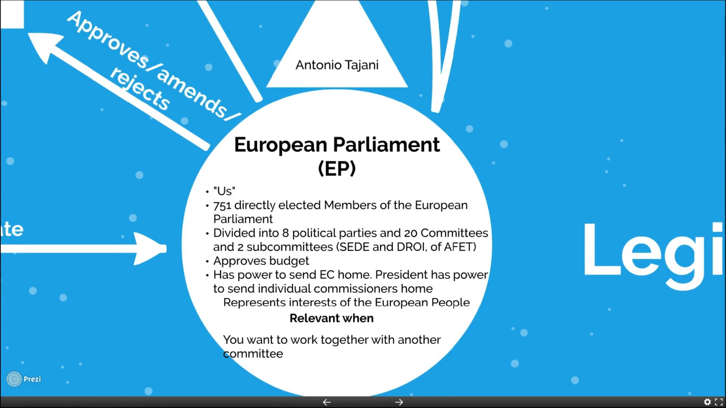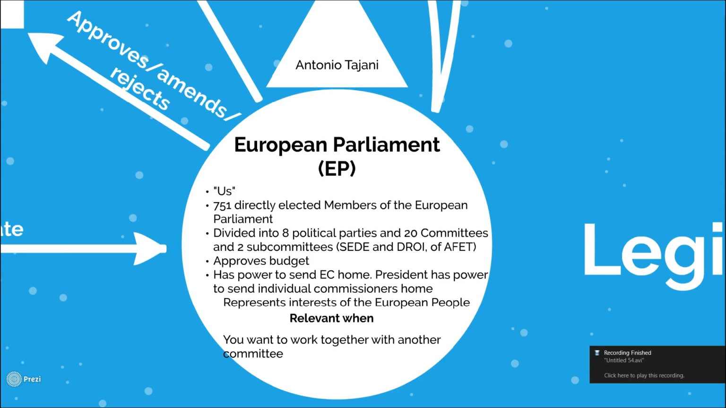The European Parliament is divided into 8 political parties and 20 subcommittees, one of which, AFET, has 2 subcommittees, namely SEDE and DROI. The Parliament also has budgetary powers. Together with the Council, it approves the EU budget.